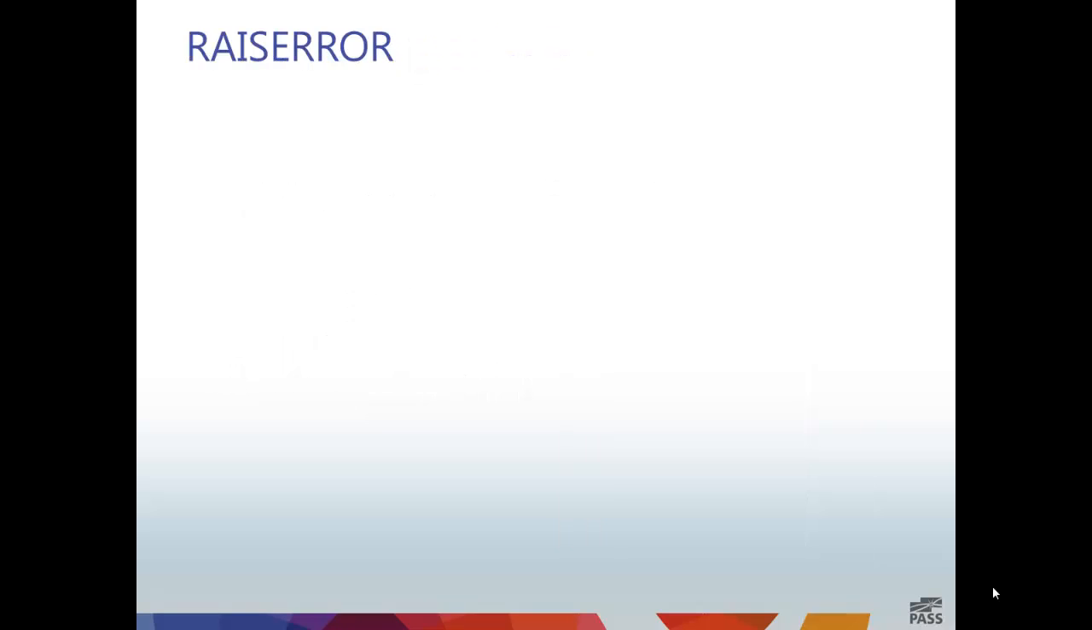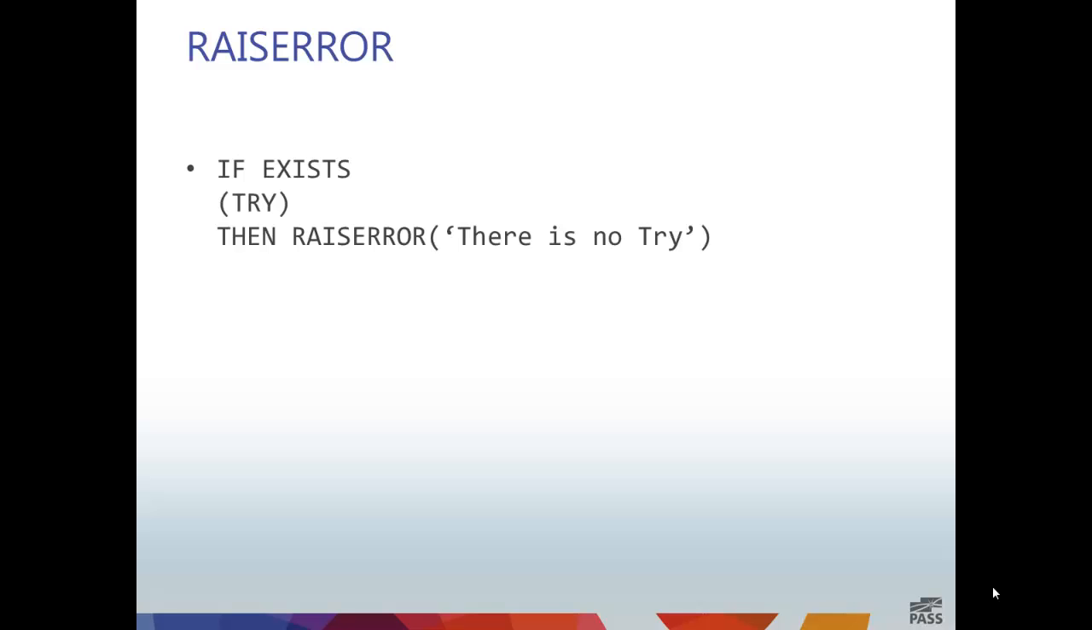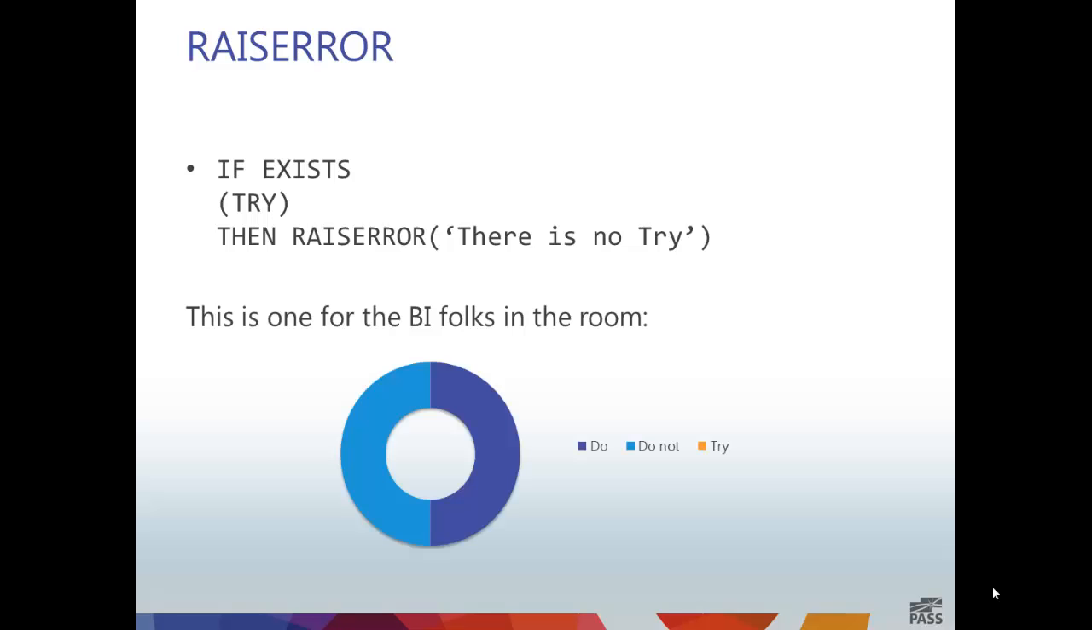T-SQL is a procedural language. There are certain things you can do with it, and one of the things you can do is raise errors when things happen that you don't want to happen. As an example of this, we have the RAISERROR statement. We can try and meet a condition. In this case, if try exists, then we're going to raise the error, there is no try. And if you're a business intelligence kind of developer, this one's for you.